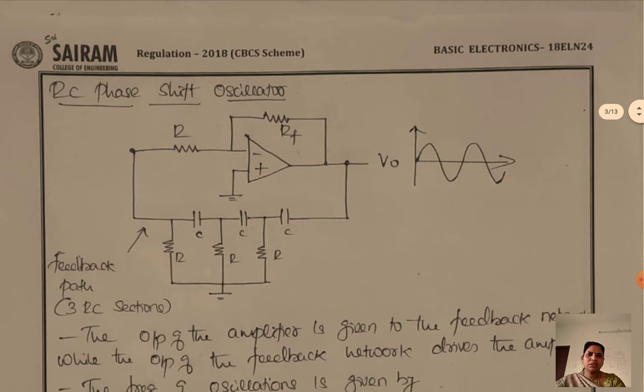So till now we have seen the introduction of oscillators and Barkhausen's criteria for oscillations. The next one is the RC phase shift oscillator. We have designed an oscillator and we are going to see whether it satisfies Barkhausen's criteria or not.